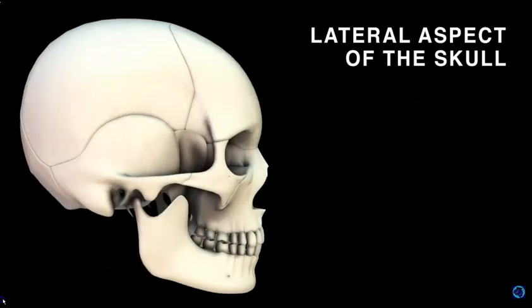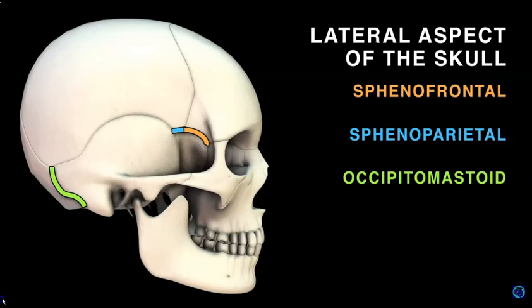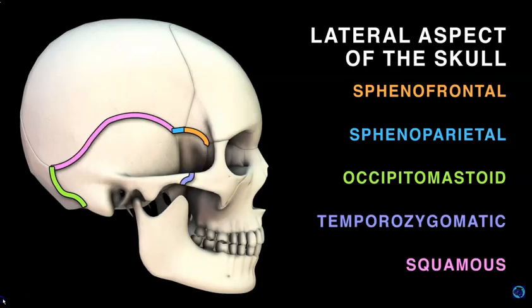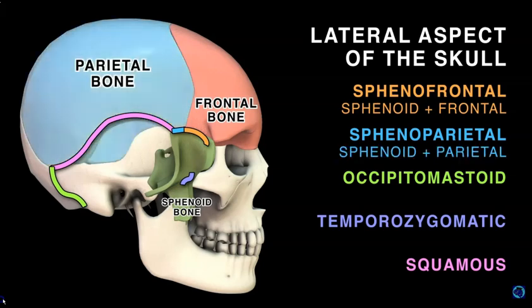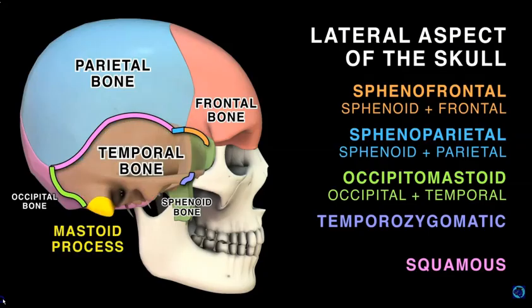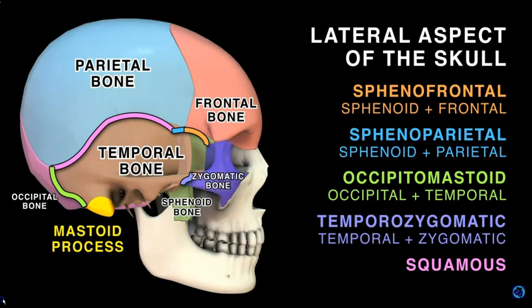Now let's look at the sutures on the skull's sides. Here we find 5 sutures: sphenofrontal, sphenoparietal, occipitomastoid, temporozygomatic, and squamous sutures. The sphenofrontal suture articulates the sphenoid and frontal bones. The sphenoparietal suture is between the sphenoid and parietal bones. The occipitomastoid suture connects the occipital bone and the temporal bone's mastoid process. The temporozygomatic suture links the temporal and zygomatic bones, and the squamous suture is between the parietal and temporal bones.